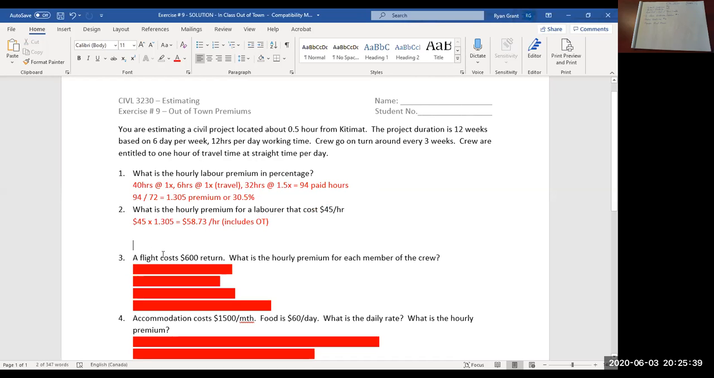Okay, so next question. A flight costs $600 round trip. What's the hourly premium for each member of the crew? We know the crew will be flown home every 3 weeks. So first thing we need to do is calculate the number of flights that each person will get. 12-week project, every 3 weeks we'll return home. So 12 divided by 3, so 4 round trip flights.